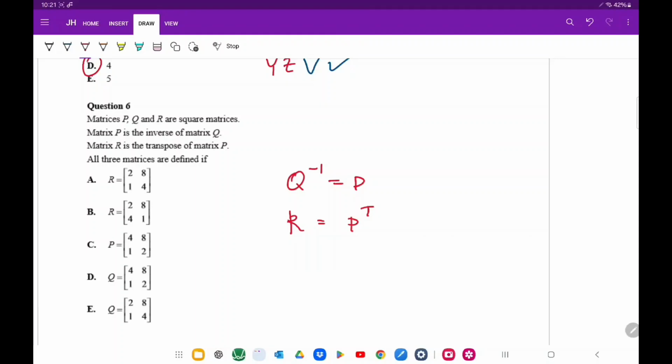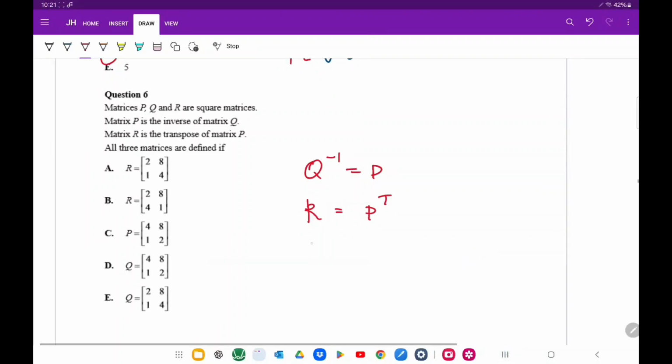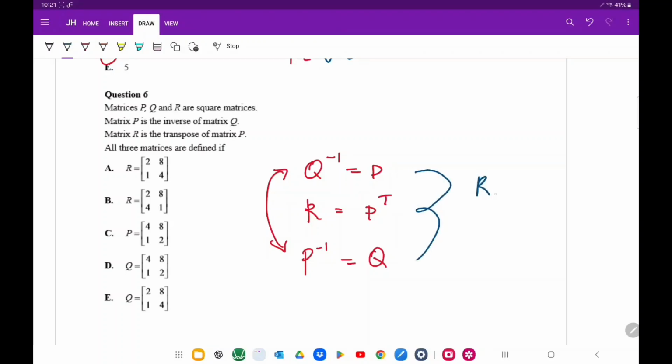And you can see in this case, we can also make the assumption that the inverse of P is also Q, because there's that reversibility that exists there. So it says all 3 matrices are defined if. Now let's look at the fact that all these 3 matrices, so we've got R, P, and Q, they're all related to each other.